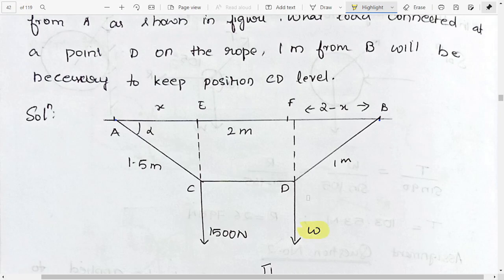So how will we do this? If you carefully look at this diagram, here we don't know the value of alpha. Here we know that it is 2 meter. Here it is x. Here it is 2 minus x. If we add all this, AB is equal to 4. And this is equal to 1.5. And here we have a tension force of 1500 Newton. And this also we don't know.